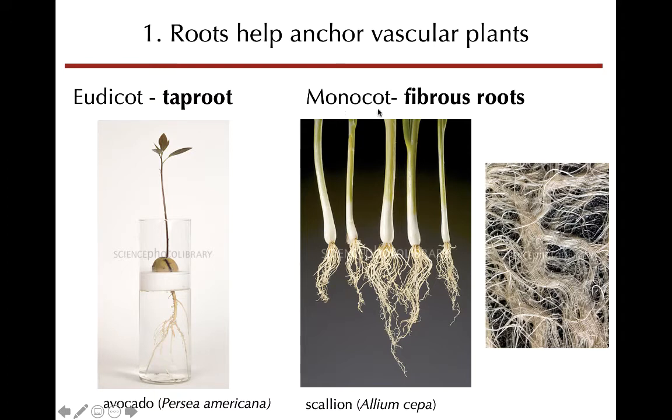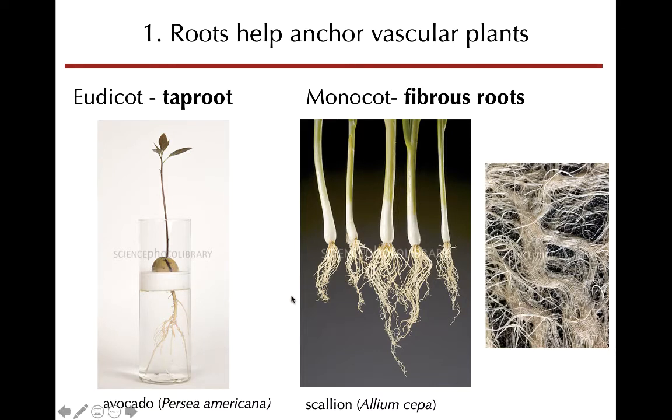And a monocot, which is another group of angiosperms, have what we call fibrous roots. So you can see at the end of the stem, and this would be the part below ground, the roots just come off that stem and then they branch out right away. They don't have this main root. And you can see here the fibrous part.